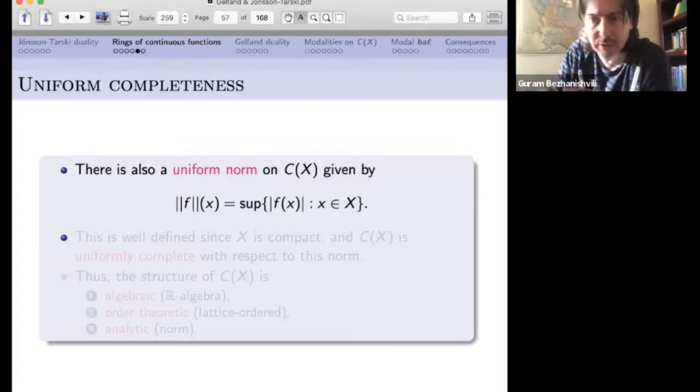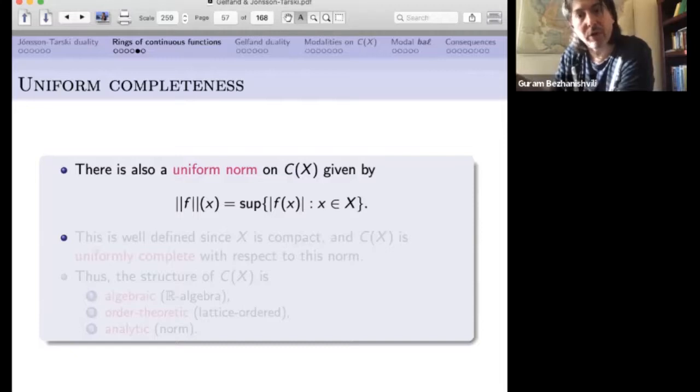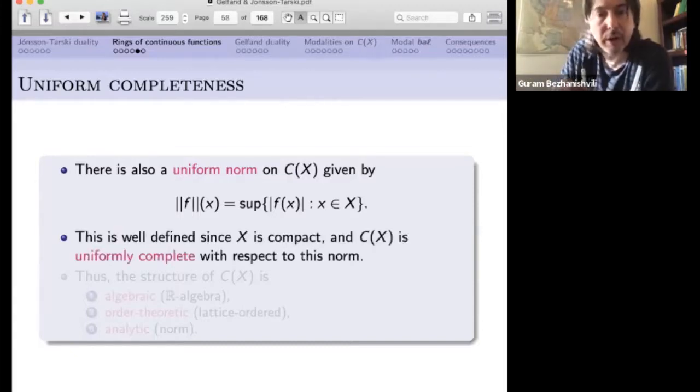But now functional analysis starts to enter the picture, because in addition to the algebra and order structure, we also have a uniform norm on C of X. And this uniform norm is defined this way. You take the range of your function, and then you take the positive part of that, and now you can take the sup of it. Why does the sup exist? Because we're compact and so we're bounded. And so this sup exists and our norm is well defined. With respect to this norm, we can talk about uniform convergence, that each Cauchy sequence converges. And so we have this uniform completeness.